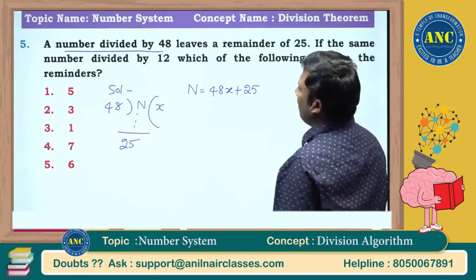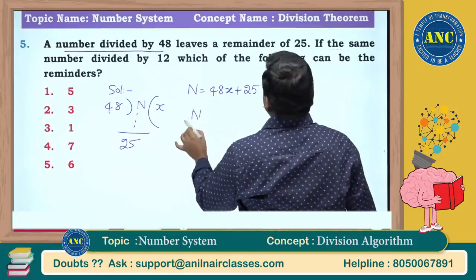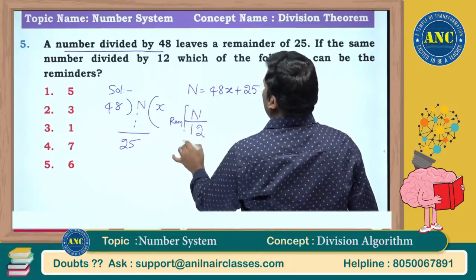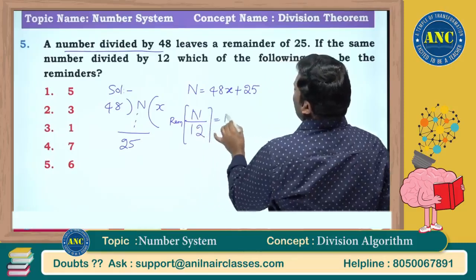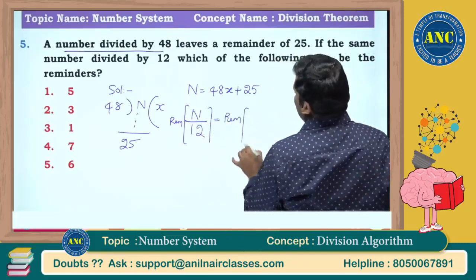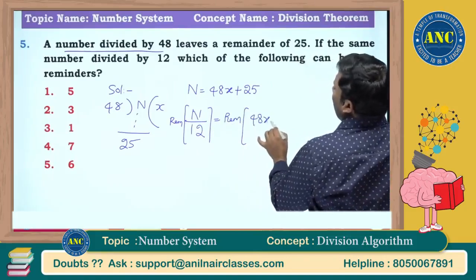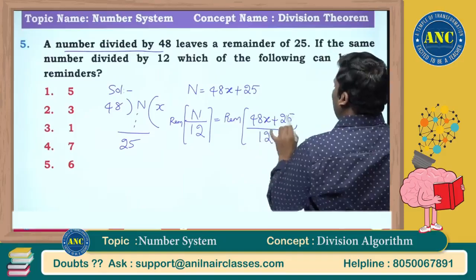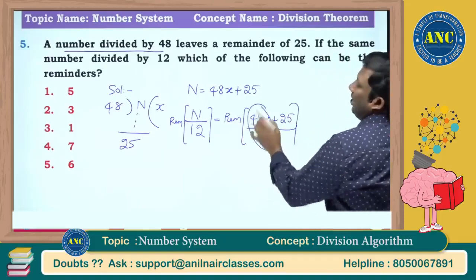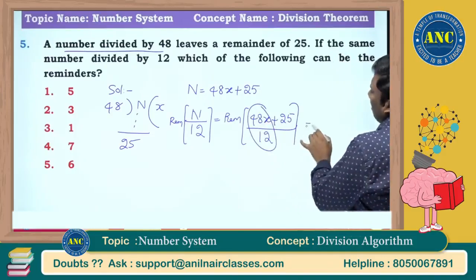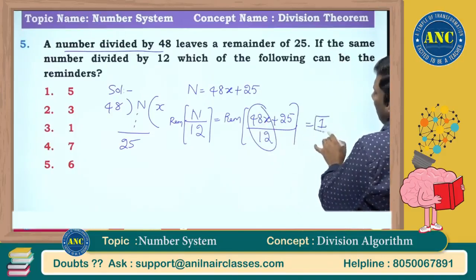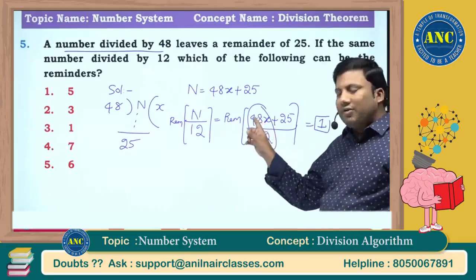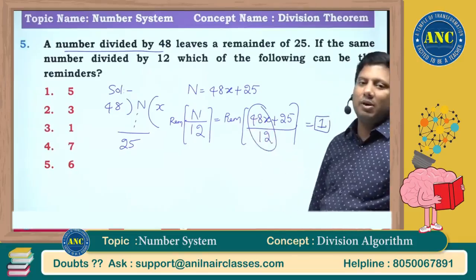If the same number is divided by 12, what will be the remainder? So this will be 48x plus 25 divided by 12. 48 is perfectly divisible by 12, since 12 twos are 24. The numerator 48 is perfectly divisible by this number.